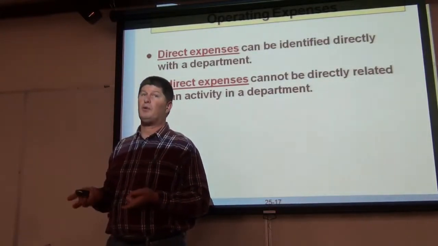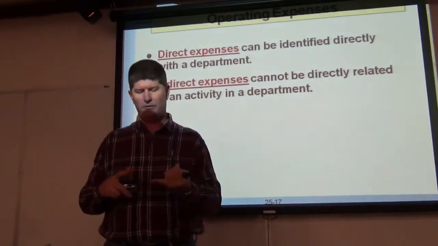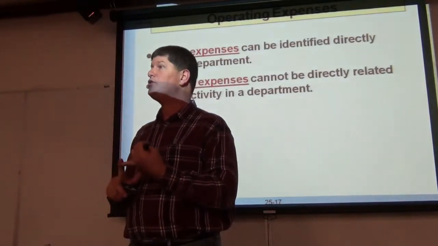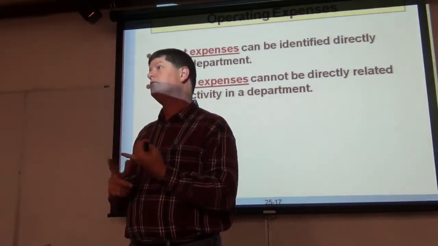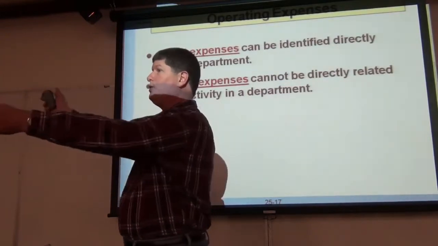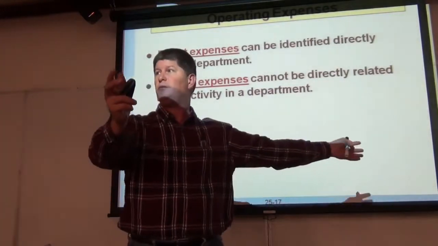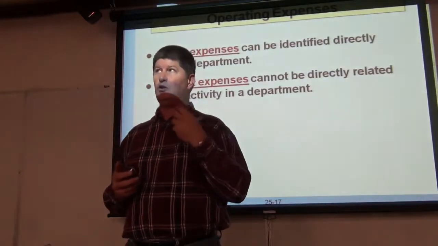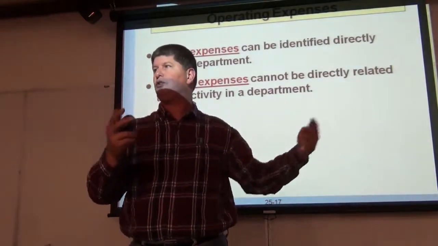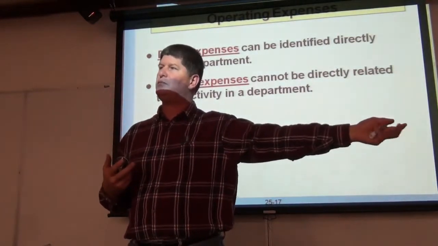So one of the common ways to split up a utility bill is square footage used. Okay, so this department uses way more square footage than this department, right? So the shoe department is way bigger than the jewelry department, so we allocate more of the utility bill to them.